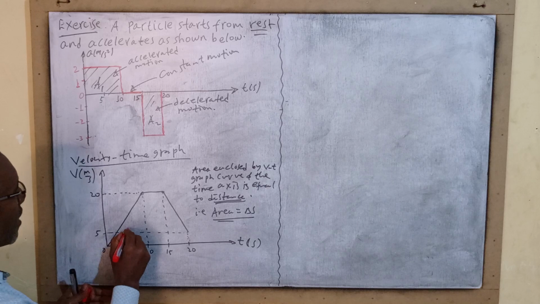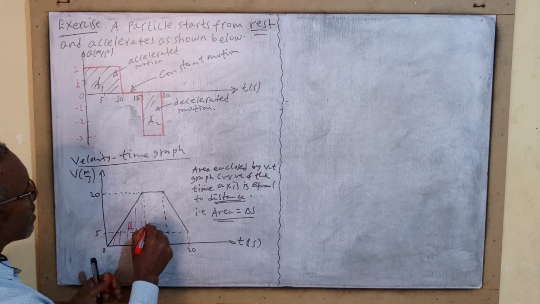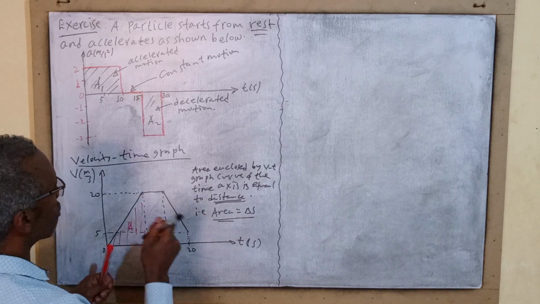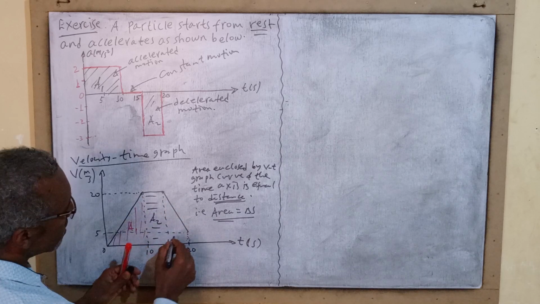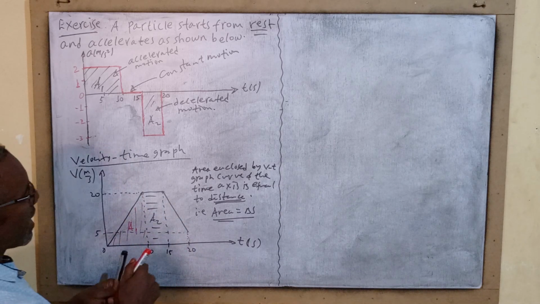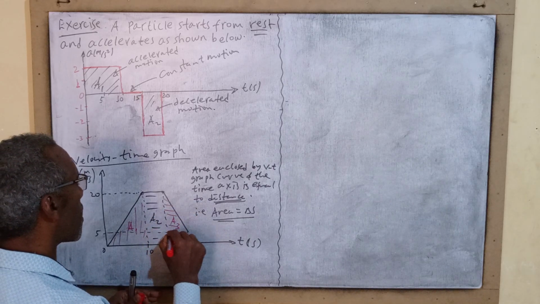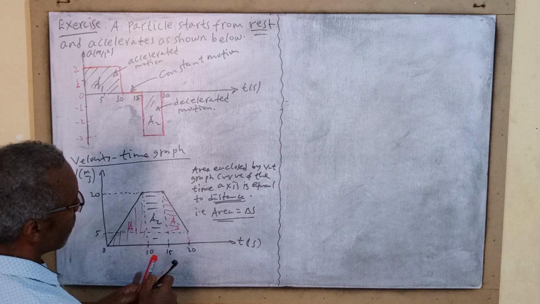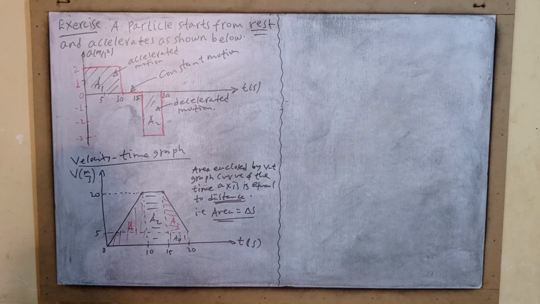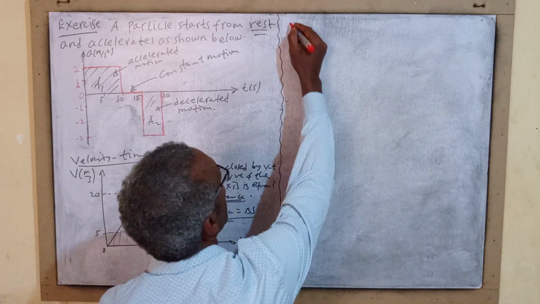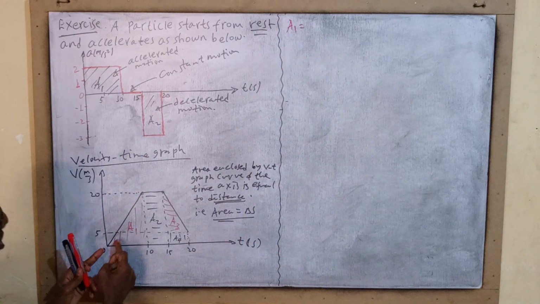The first part is A1, this one. The second part is A2, this one, a rectangle. And the third one is A3, this triangle part, and A4, this is the rectangle part. Therefore, let's find area A1. Area A1 is the area of this triangle.